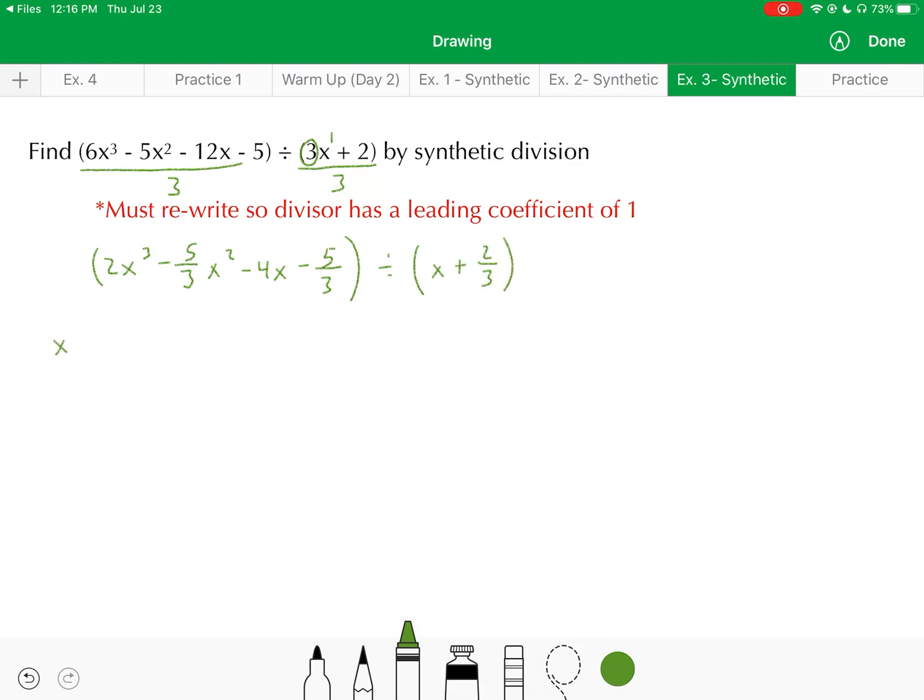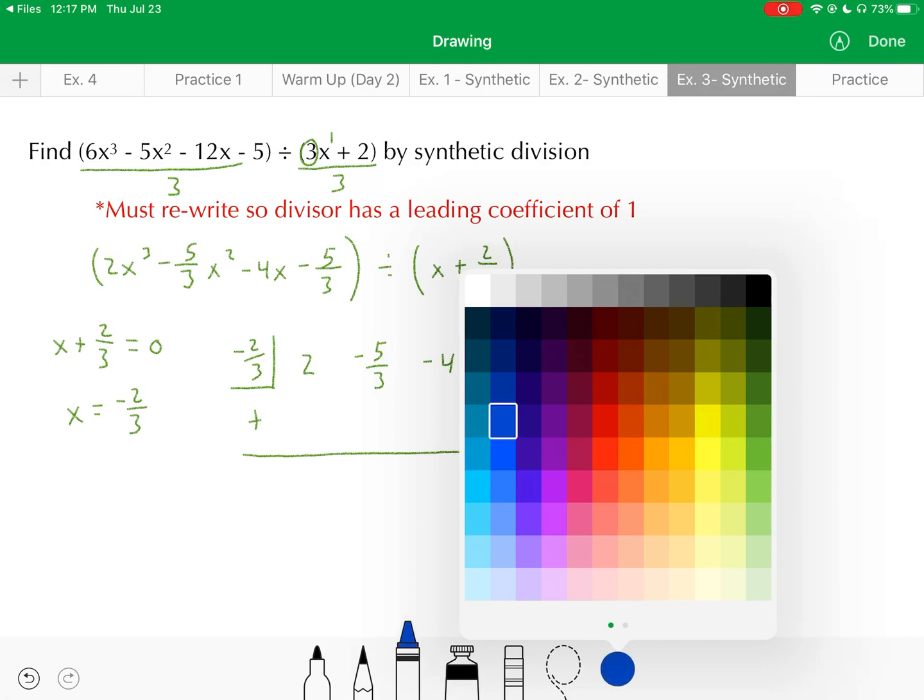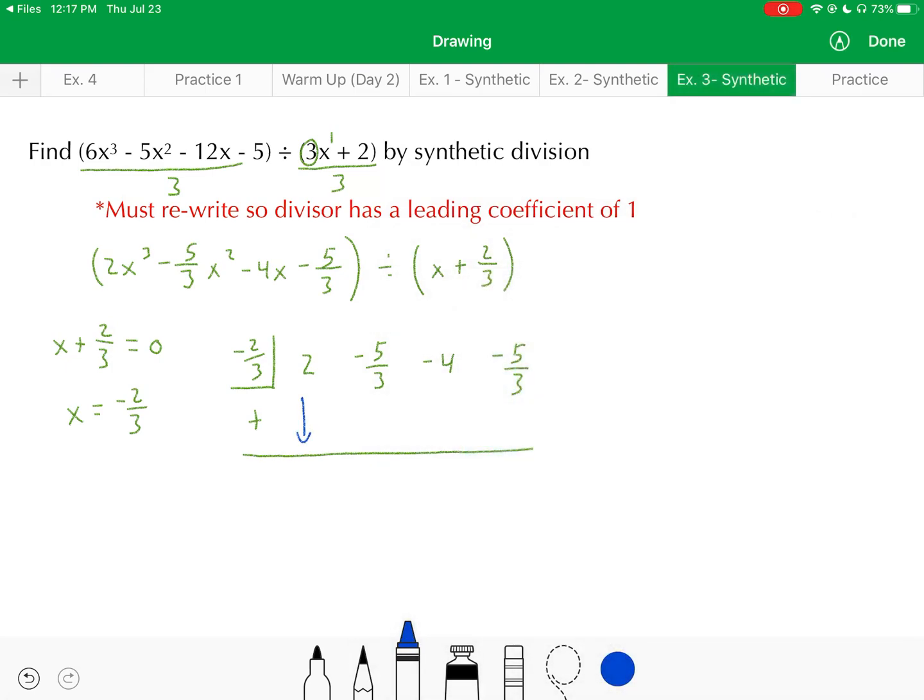Okay, now I take the new divisor of x plus 2/3, I set it equal to 0, x ends up equaling -2/3, and that's the number that I would put in my box. To the right of the box are my coefficients, 2, -5/3, -4, and -5/3 again, and a plus sign. Okay, let's bring that 2 down.